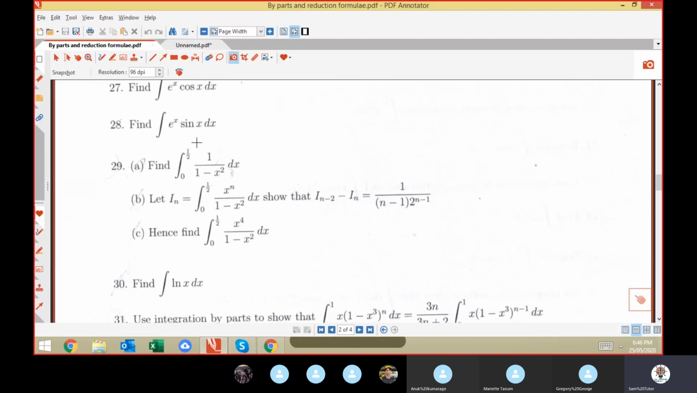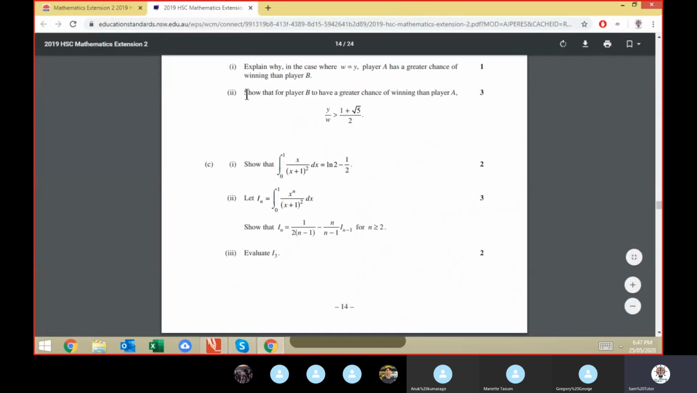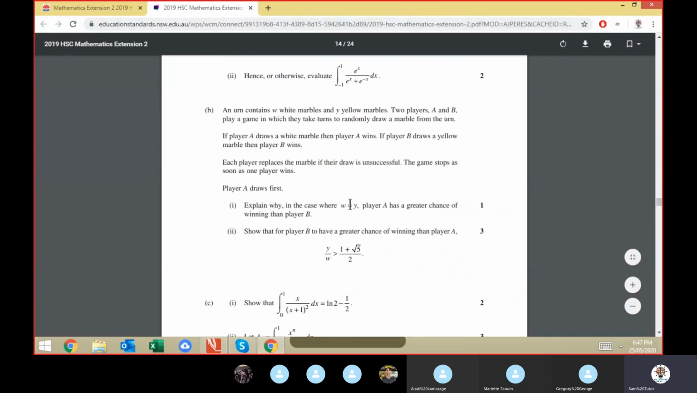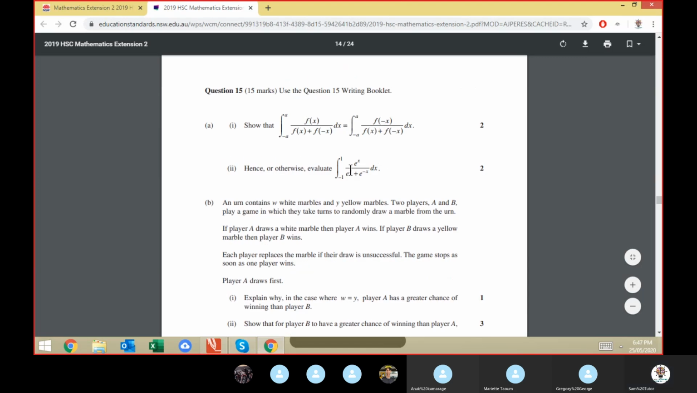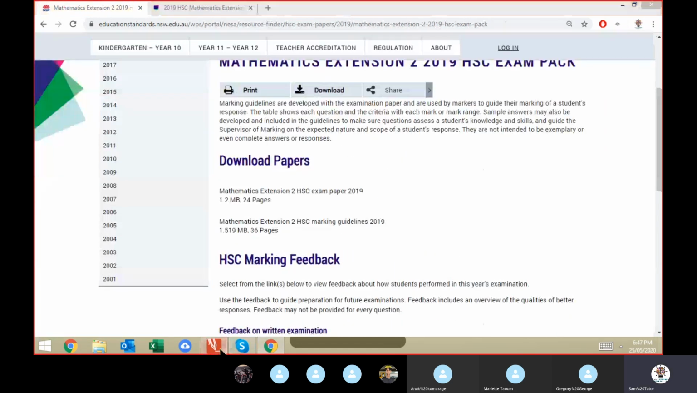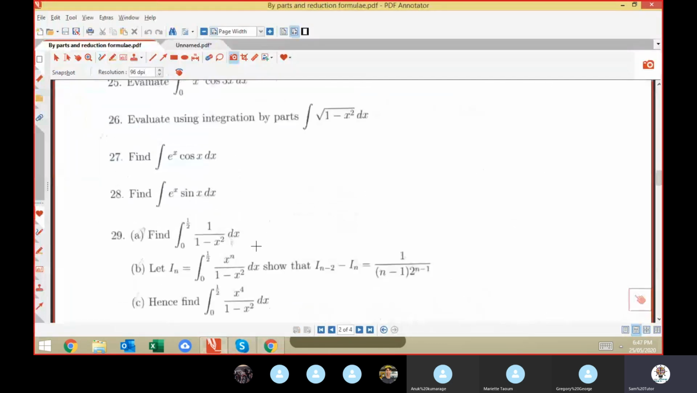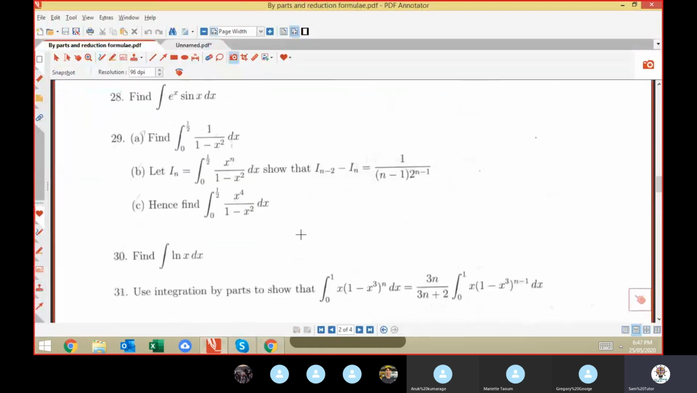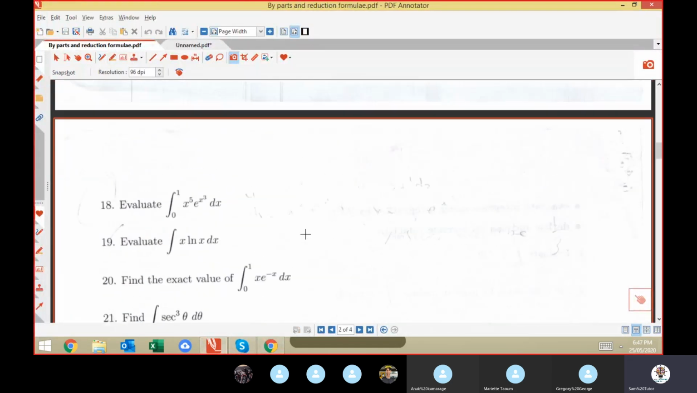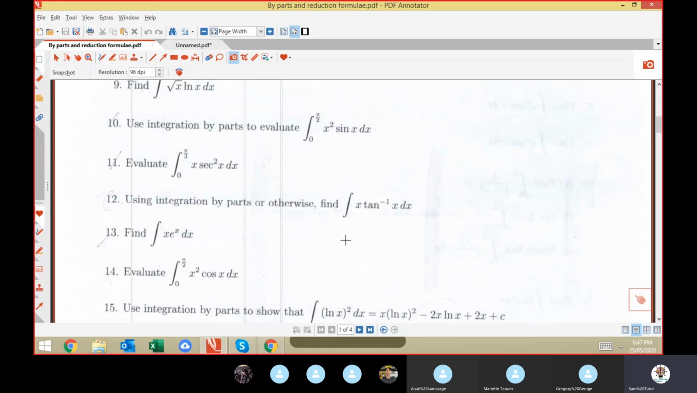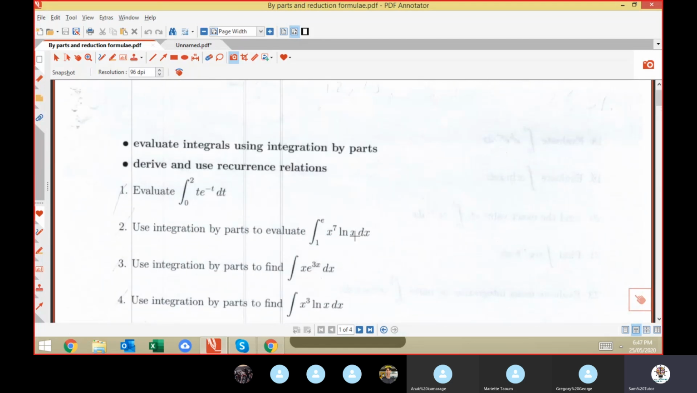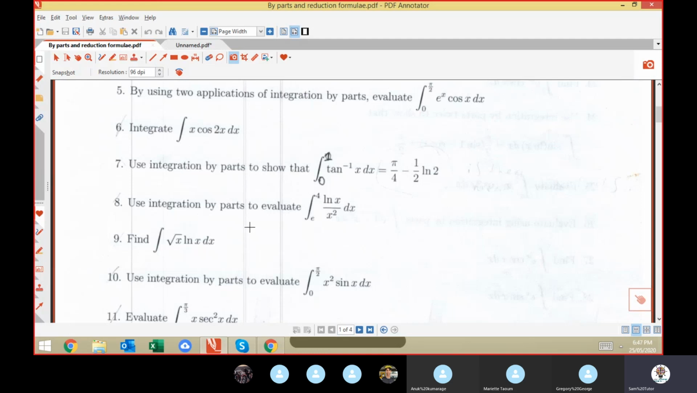Looks familiar? See? You do my questions, it's going to be in the exam. 2019 HSC. See that one? It's either here or in the other section. Yeah, I thought so. It's not in by parts, because it's not a by parts question.